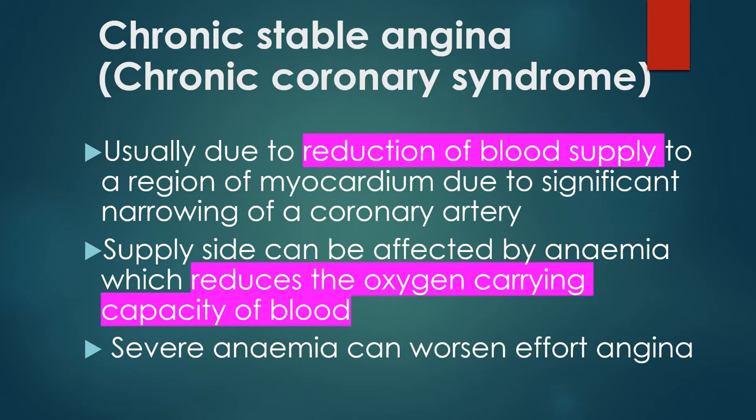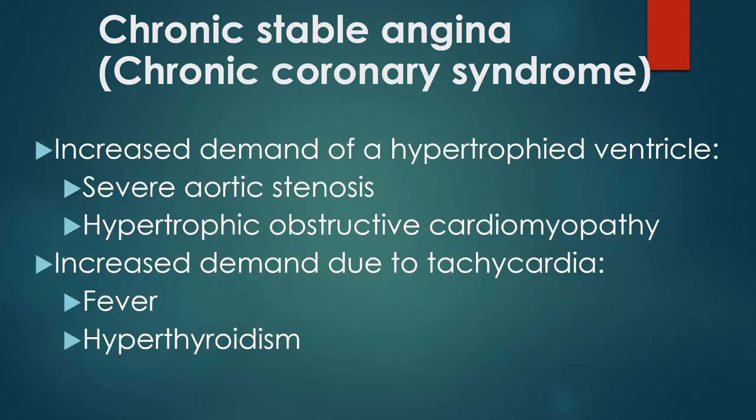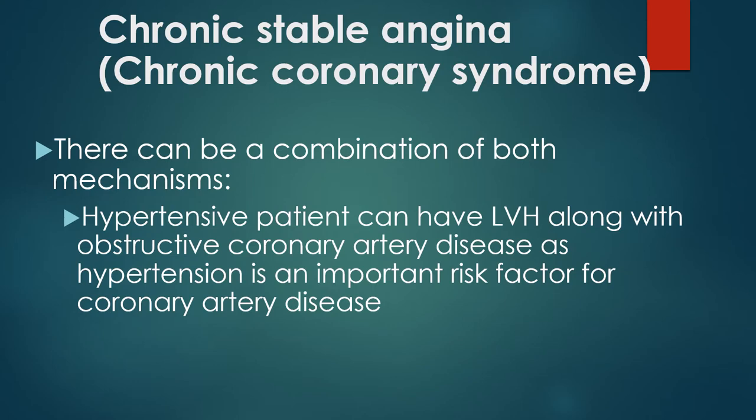Supply side can be affected by anemia, which reduces the oxygen carrying capacity of blood. Severe anemia can worsen effort angina. Chronic stable angina, also known as effort angina, can also occur due to increased demand as in a hypertrophied ventricle in severe aortic stenosis or hypertrophic obstructive cardiomyopathy. Other causes which can increase demand are tachycardia due to fever or hyperthyroidism. There can be a combination of both mechanisms.